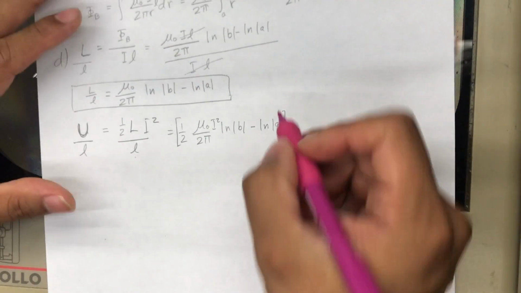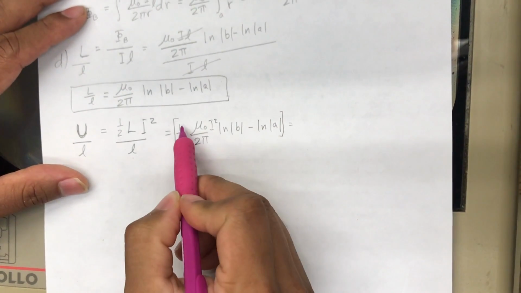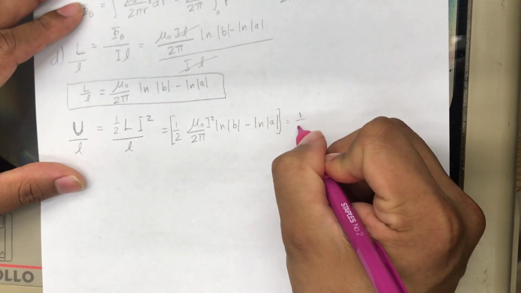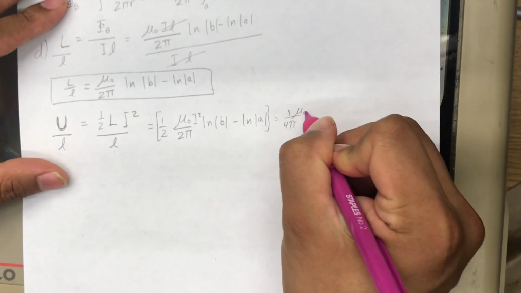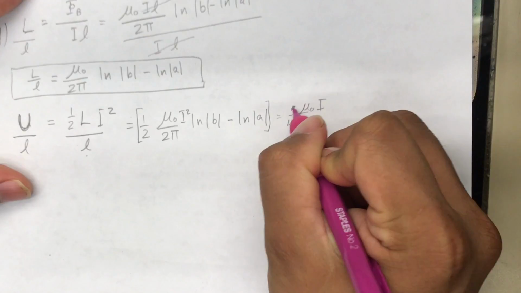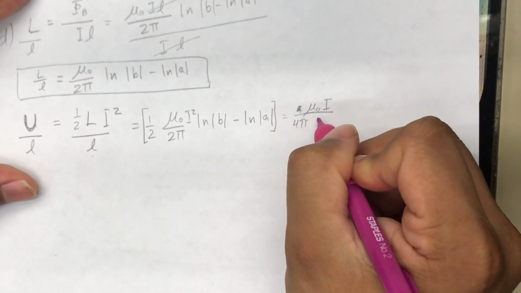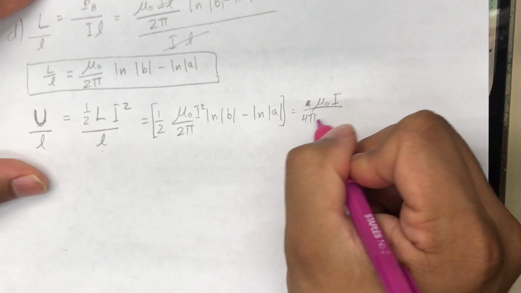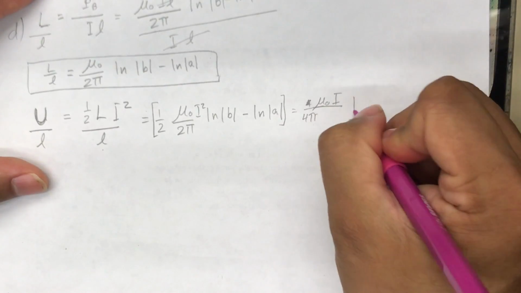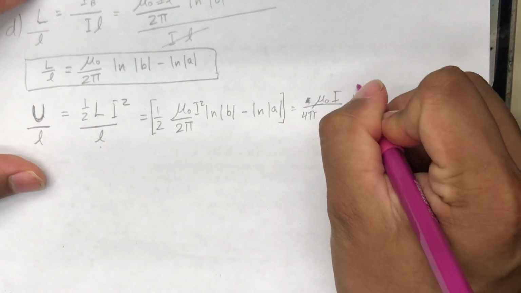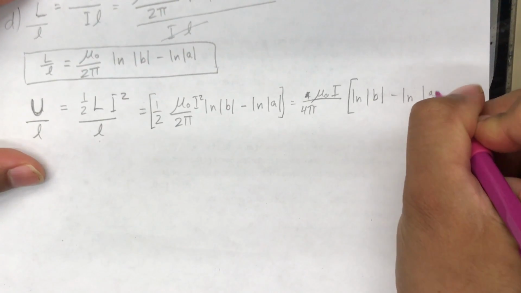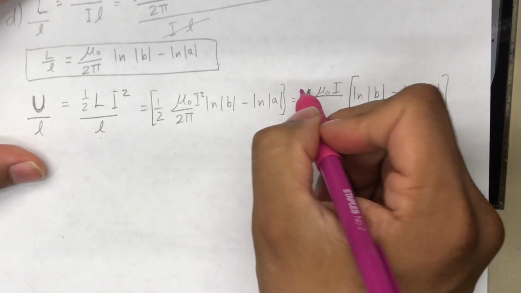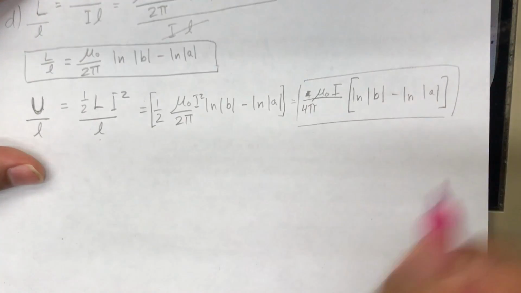This is our answer, but I will just simplify it. Since we have 1/2, we can make this 1 over 4 pi. It's going to be mu naught I squared over 4 pi times the natural log of B minus the natural log of the absolute value of A. Finally, yes, simplified. This is our answer.